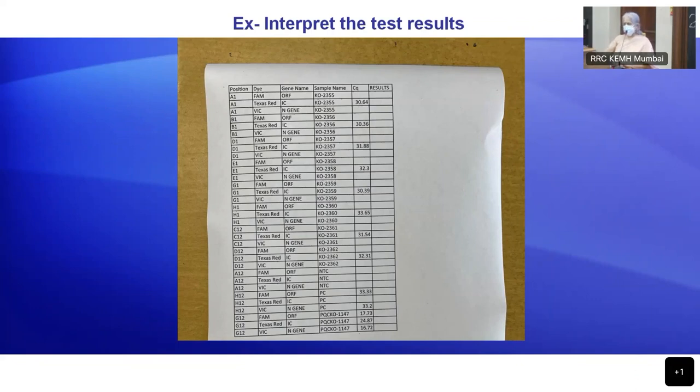Now, after this, can you interpret the test results? Yes. When your controls have worked, NTC has worked, PC has worked, and IC has worked, so I can interpret the test results. Unfortunately, all the samples are tested negative because there is only IC there. Understood?